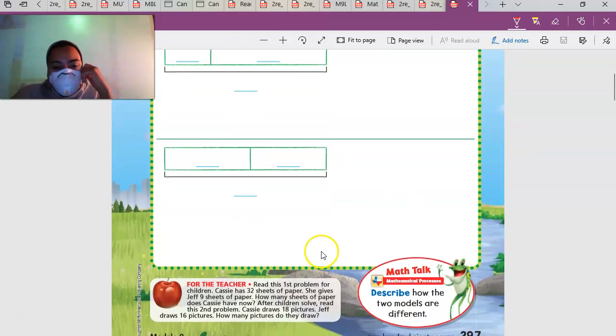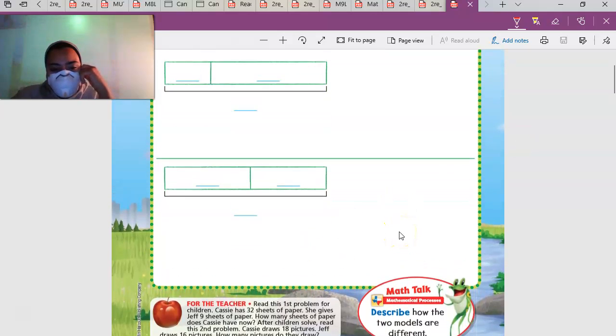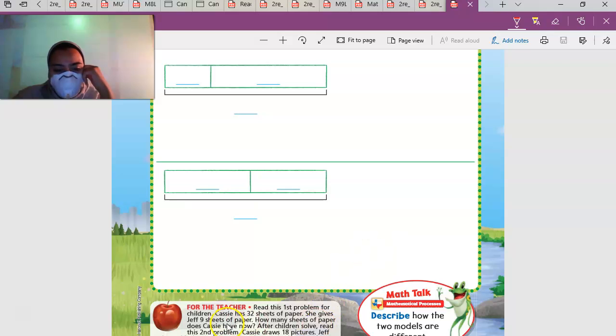It says Cassie has 32 sheets of paper. She gives Jeff 9 sheets of paper. How many sheets of paper does Cassie have now? Okay, so let's do the first problem. Cassie had how many? 32 sheets of paper. She gives, that means you take away, she gives 9 to Jeff. How many sheets of paper does Cassie have now?